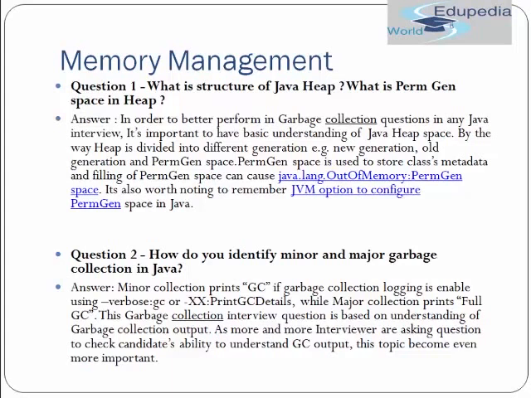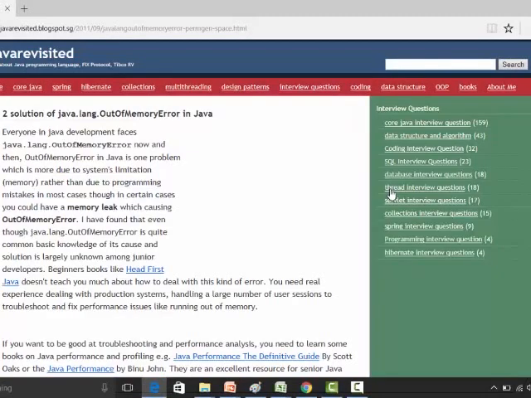Perm_gen space is used to store class metadata, and filling up perm_gen space can cause java.lang.OutOfMemoryError: perm_gen space. It is simply used to store the class metadata. And what happens if you get this error, how to resolve it and how to configure? Well, we do have a JVM option to configure perm_gen space. This gives you a Java Revisited link, so let's open it and see how we can configure JVM perm_gen space.